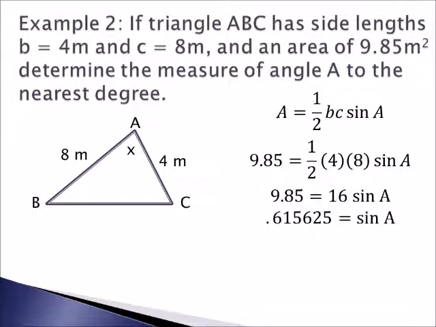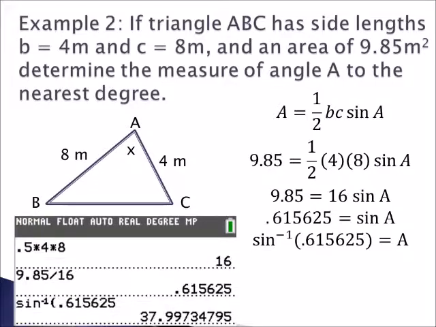In order to solve for sine A, we must first divide both sides by 16. Then in order to get the angle A by itself, we need to do the inverse trig operation of sine, which is sine inverse, or as you can see, sine to the -1. And we input our value, which was 9.85 divided by 16, which gives us 0.615625. And here are the calculations in the calculator if need be. And we will get that angle A is equal to 38 degrees.